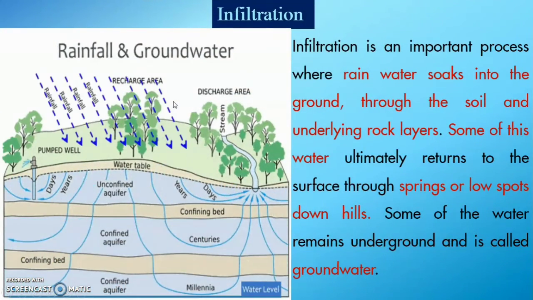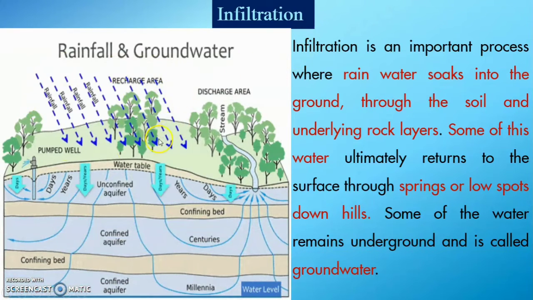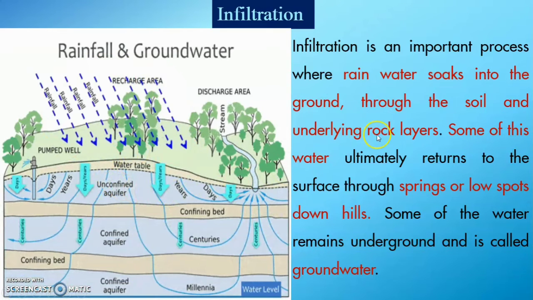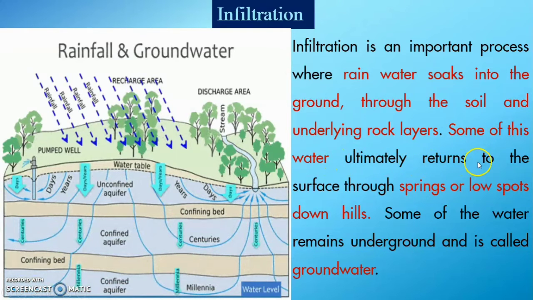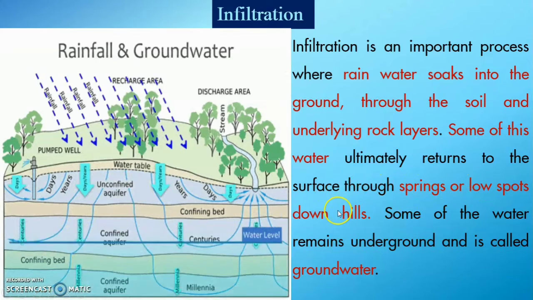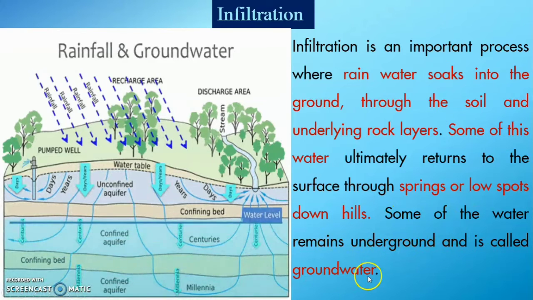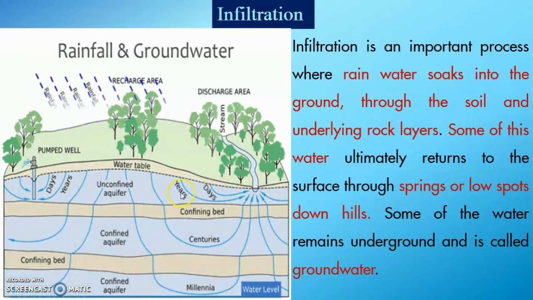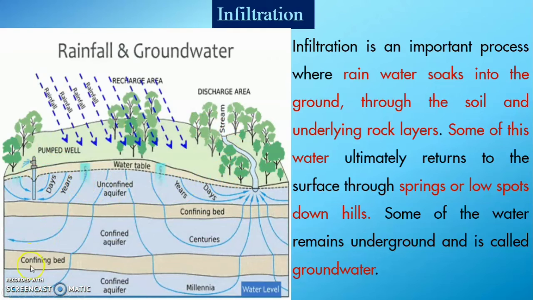Children, what happens during infiltration is that rainwater soaks into the ground through the soil and underlying layers. Some of this water ultimately returns to the surface in the form of springs or low spots downhill, and some of the water remains underground and is called groundwater. So children, infiltration takes place on the surface of the soil. Is it clear?